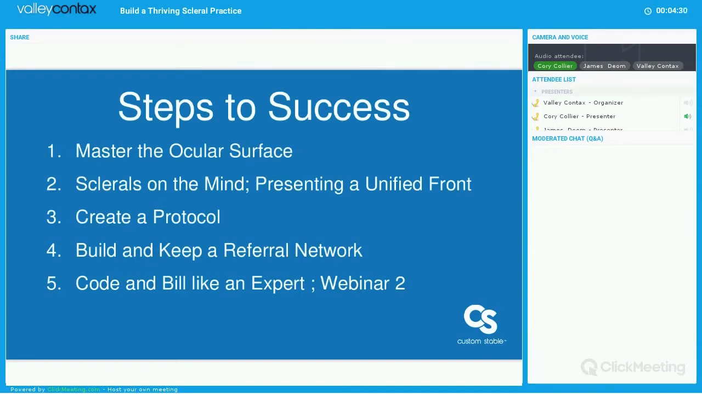Then we'll talk about presenting a unified front, in that scleral lenses need to be at the forefront of your staff's mind in order to be in the front of your patient's mind as well. Then creating protocols to help you streamline your clinical practices, make sure that you're always on the same page with your staff and with your patients while you're working patients through the fitting process and for them to be successful moving forward.